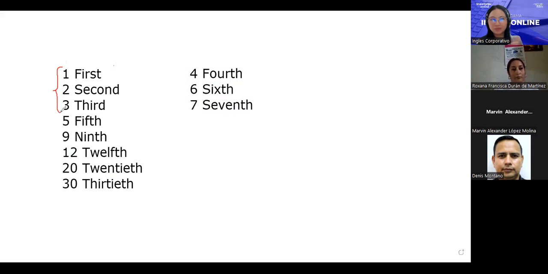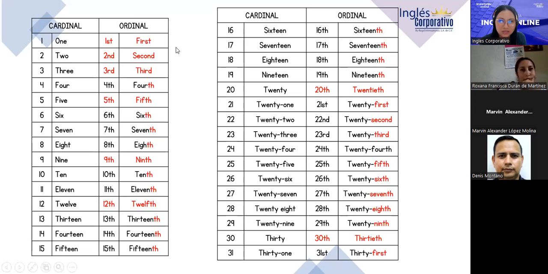Los únicos que cambian totalmente son first, second, and third. El resto, todos llevan TH, all of the numbers. ¿Por qué puse en excepción estos? Number 5, 9, 12, 20, and 30. Porque hay ciertas modificaciones en el número cardinal. Okay? And that's it. Now, we can go back to this information.